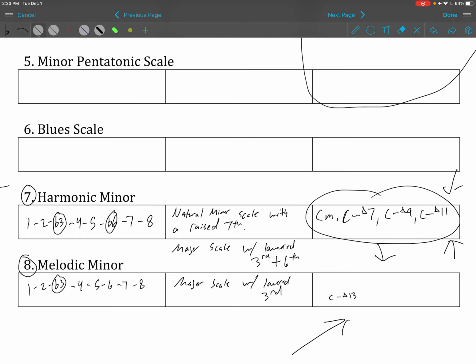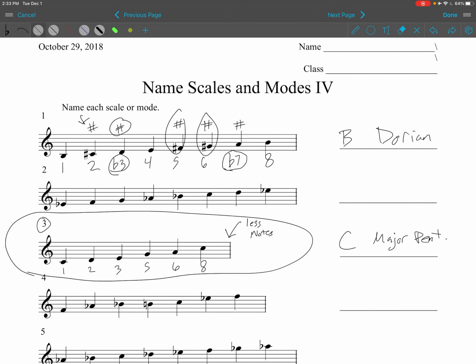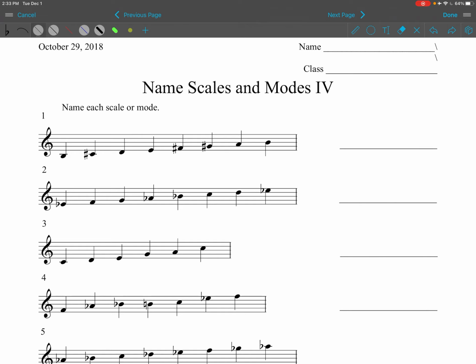Okay, moving on. Now let's figure out how to do the actual worksheet, okay? So basically what we're going to do here is pick a scale, figure out what key it's in, and then figure out what quality it is, and then it's good to go. So let's do this number 2 right here, okay?